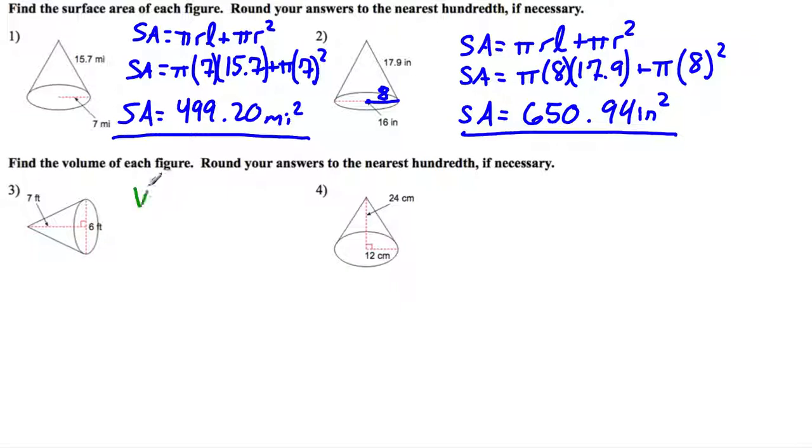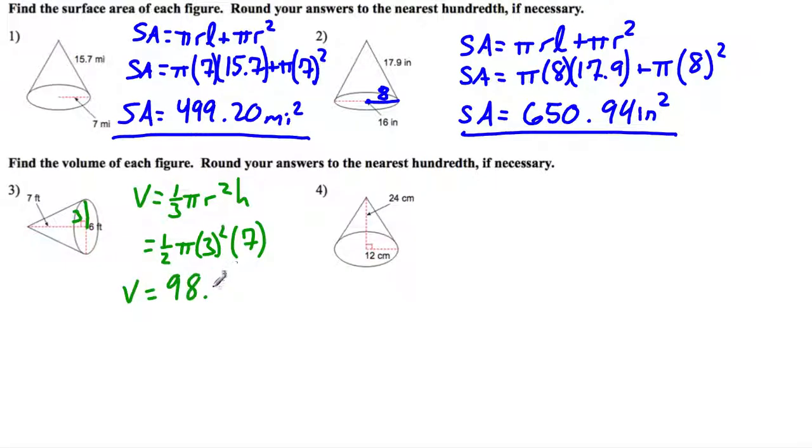For the volume, again, volume is going to be 1/3 the area of the base, which is pi r squared, times the height. So we're going to have 1/3 pi r squared. Here we can see the diameter is 6. So the radius must be 3, times the height, which is 7. So, of course, I'm going to have 1/2, which is also the same as 0.5, times pi, times 3 squared, times 7. And once I calculate all this, I get that the volume is 98.96 feet cubed.